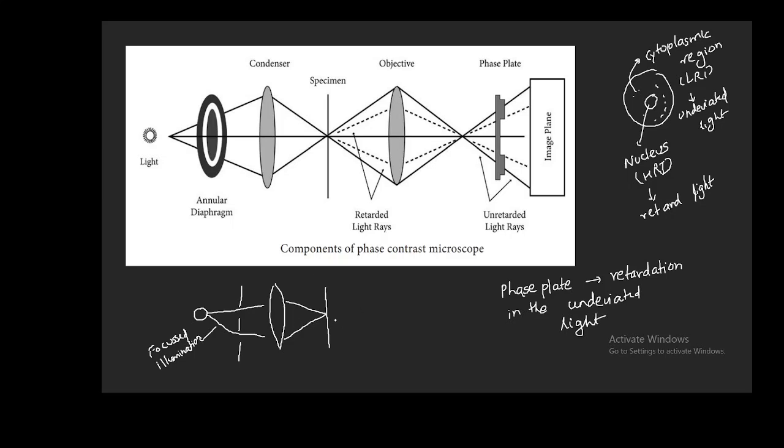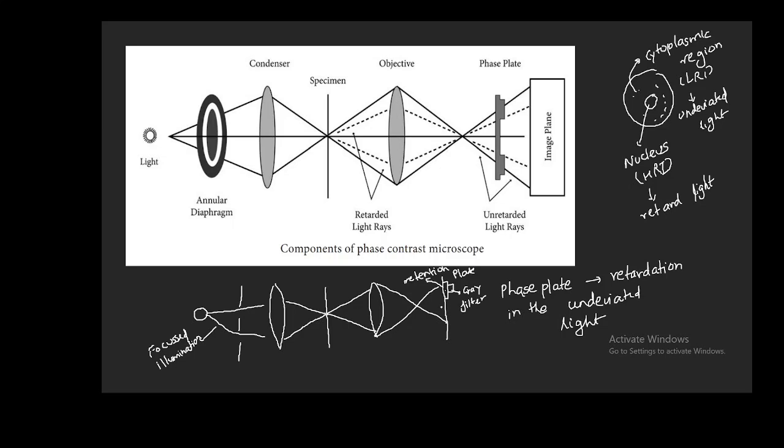So now it will hit the specimen, and from the specimen it will go to the objective lens. Here you can see, and from the objective lens this will go to the phase plate. Let's say this is your phase plate. The phase plate has two regions. One is the retardation plate and another region is the gray filter. So this is the retardation plate, and it will retard the light, and this is the gray filter that will absorb the extra light so that you will not get a hazy picture, the extra brightness of your picture. So that is the function of the phase plate.